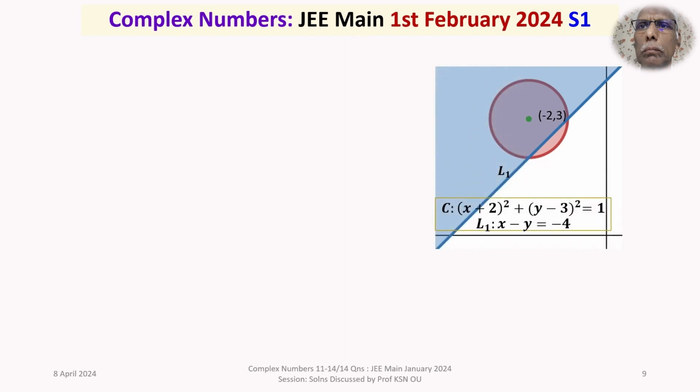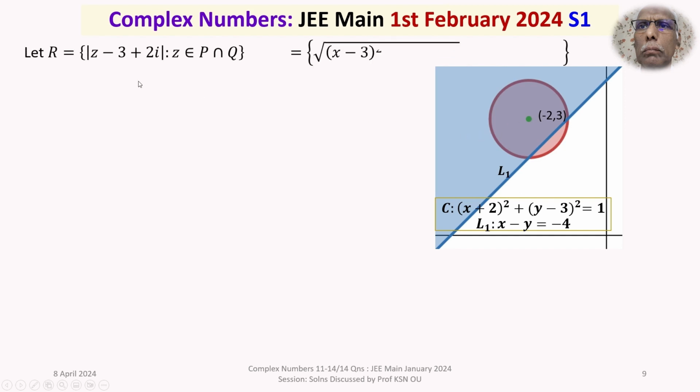So that's what we have so far. The circle's equation is here, the L1 line equation is here, and P intersection Q is the mixed shaded portion. Let us take R as the set of all those modulus of Z minus 3 plus 2i, where Z belongs to P intersection Q. That means Z minus in brackets 3 minus 2i. That means 3 minus 2i is a point.